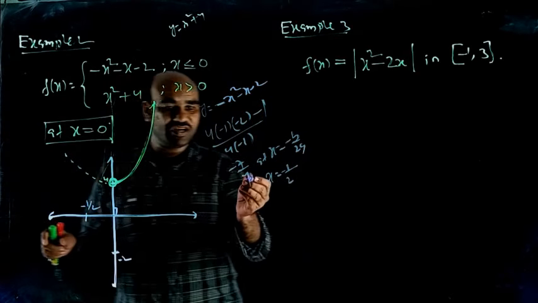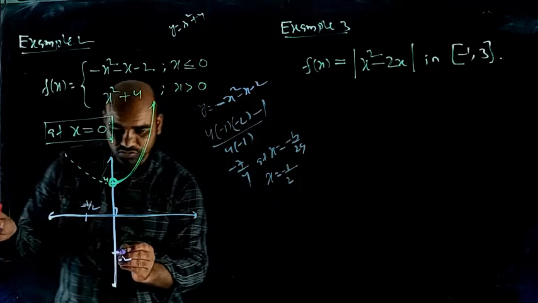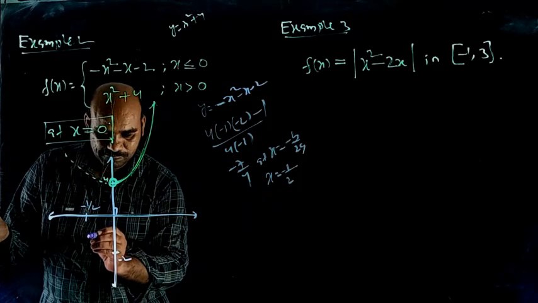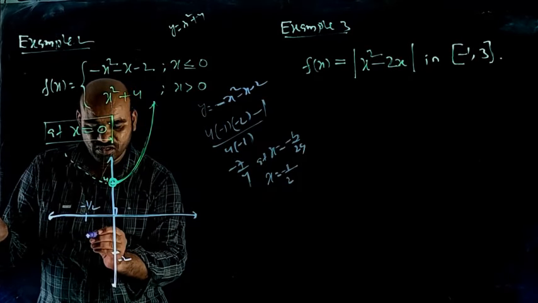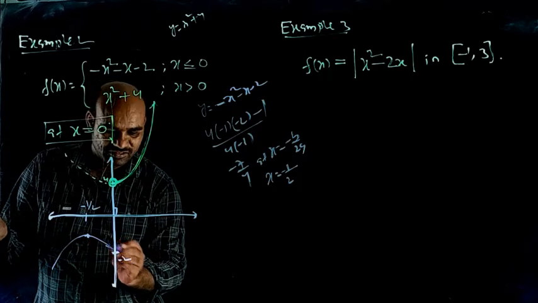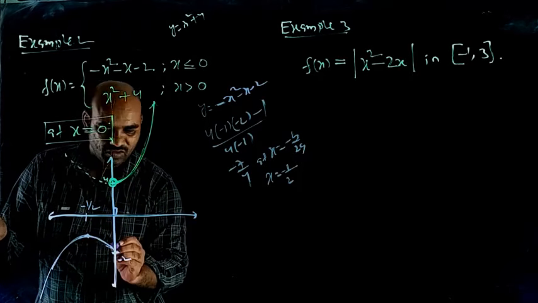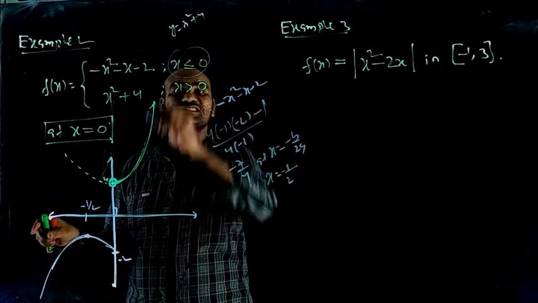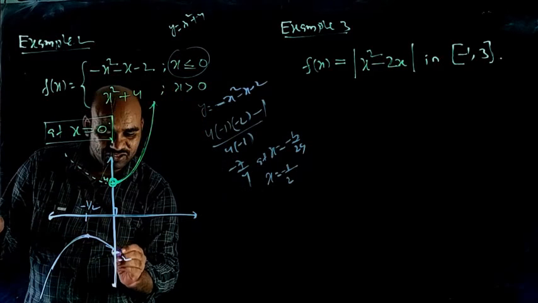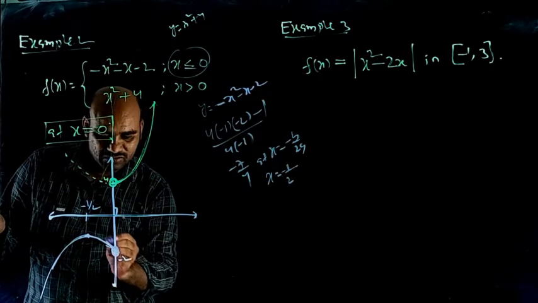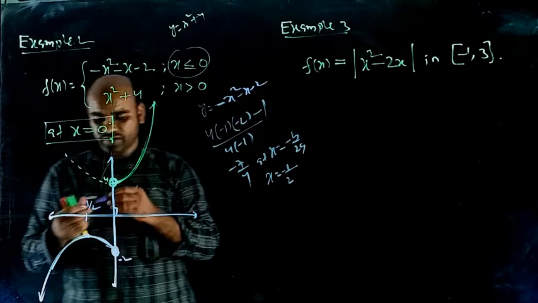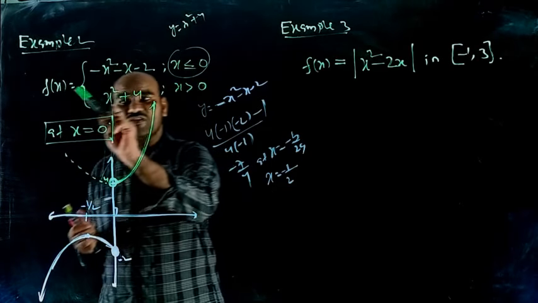Minus 1 by 4 means what? 1 point something, here is 2, so I think somewhere here. So your graph will be like this. But your domain is lesser than or equal to 0, so we take the portion closer to this. Finally, the graph of f of x is this and this.